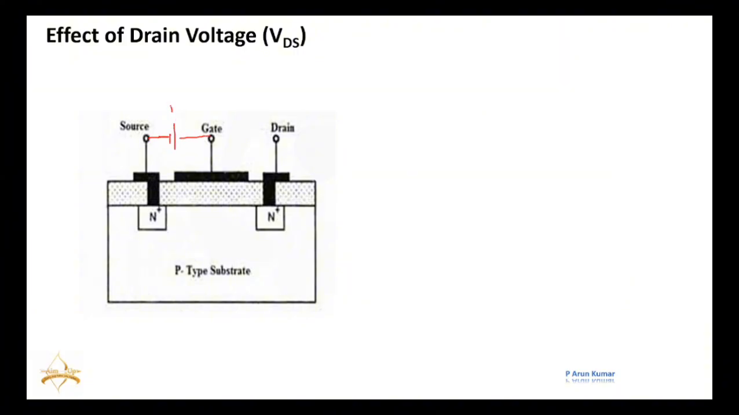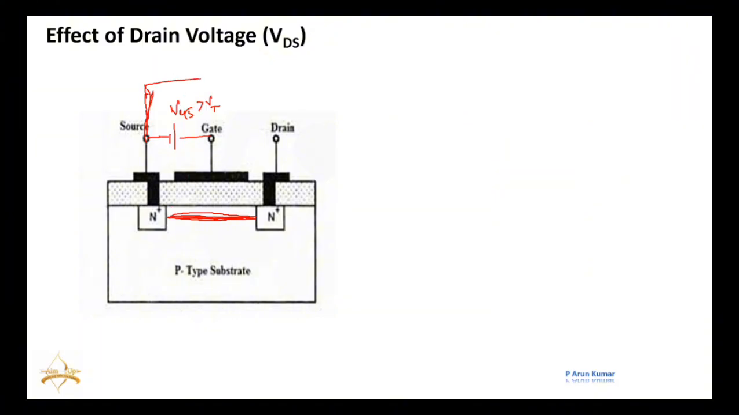This is VGS, but right now I'm keeping it constant. VGS I'm keeping constant, and this VGS should be greater than the threshold voltage. It should form a channel. I'm assuming that the channel is already formed, right?